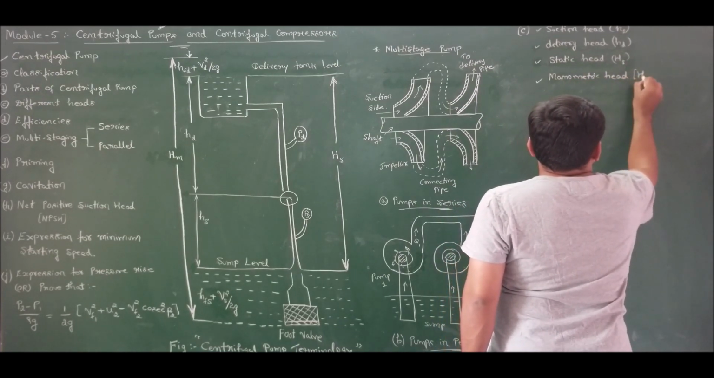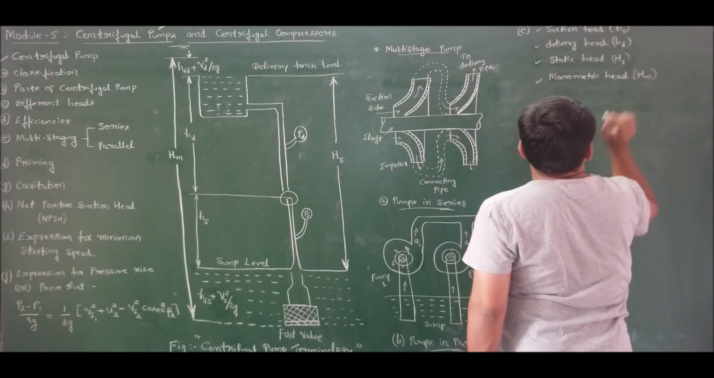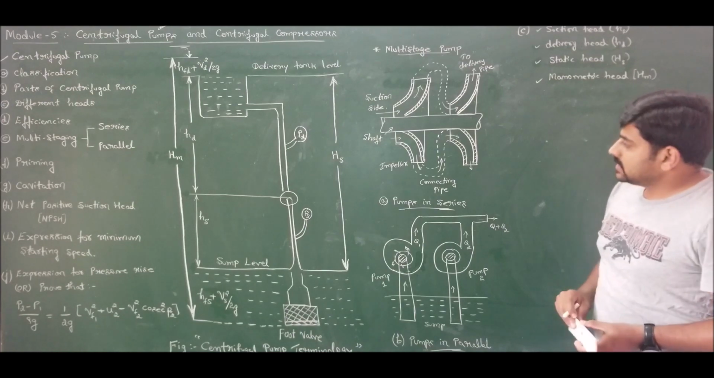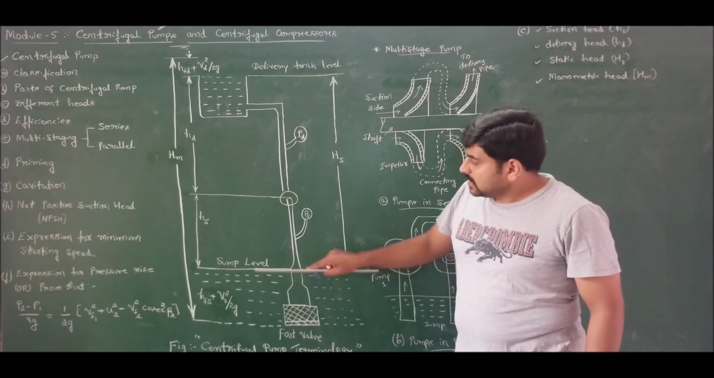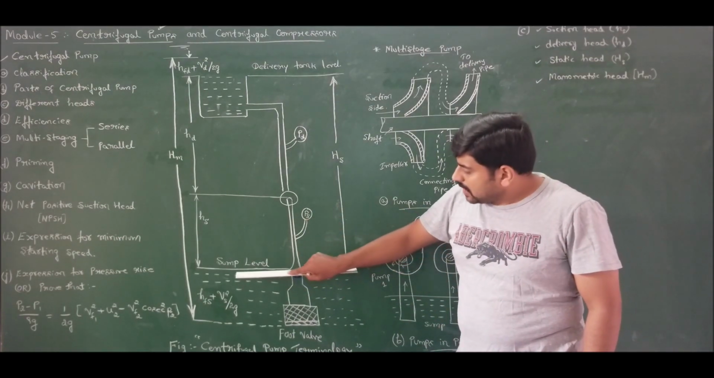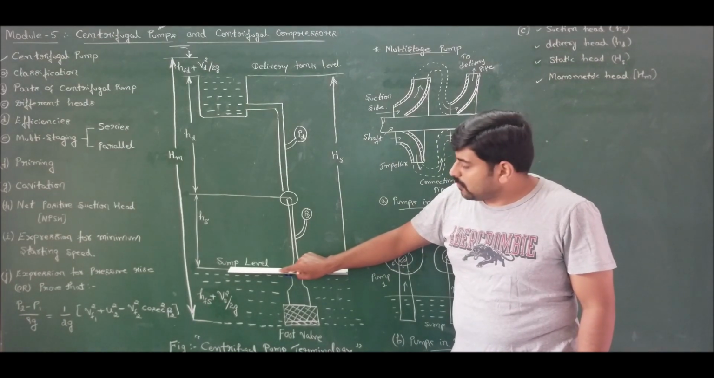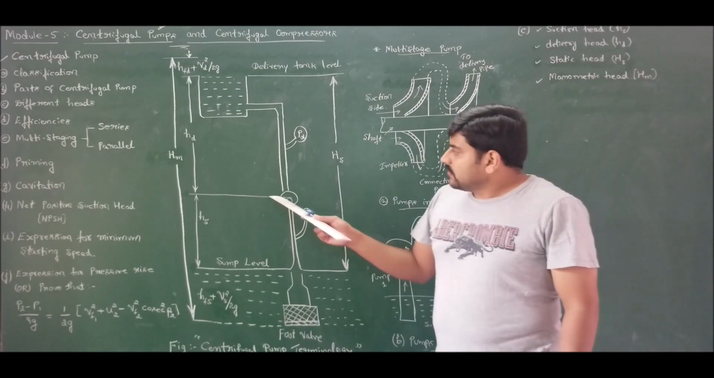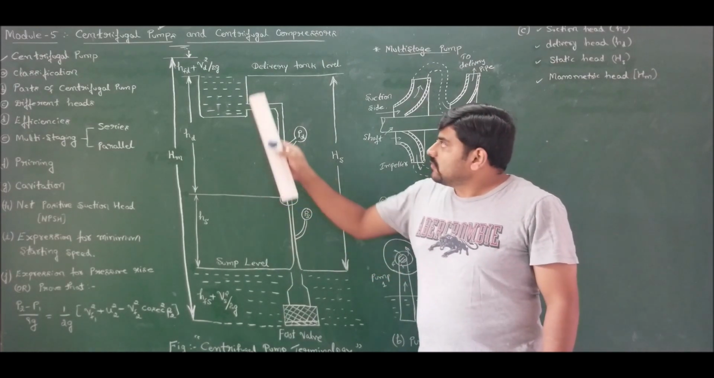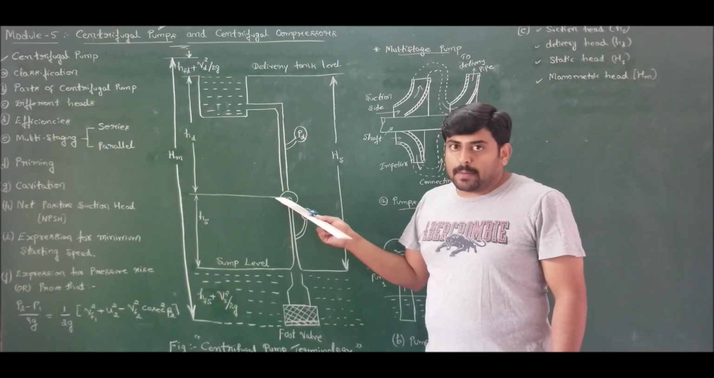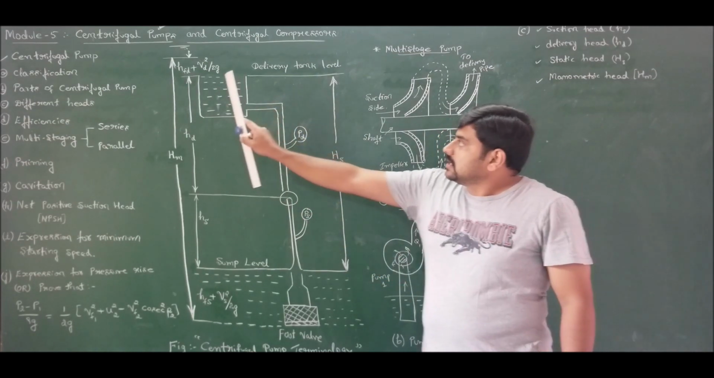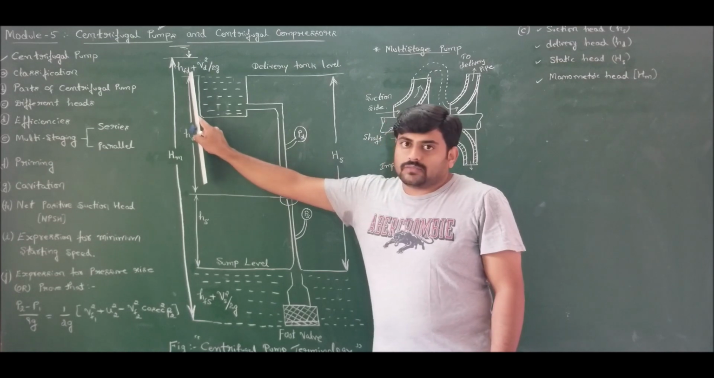It is denoted by H suffix m. So now coming to suction head, it is defined as the vertical distance measured from the sump level, that is the top level of water in the sump, to the axis of the pump. Whereas delivery head is defined as the vertical height from the axis of the pump to the delivery tank level, that is the total height of the tank.